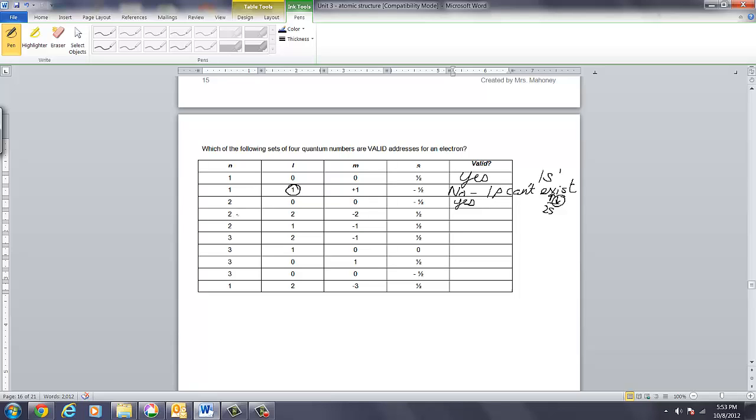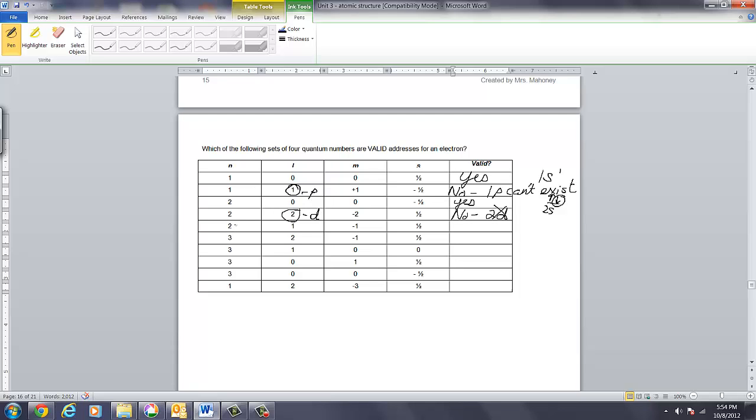Okay, let's look at this one. This is saying it's a 2, but this is a d. This I know is a p. So this is saying it's a 2d. Does 2d exist? No. This is invalid because 2d doesn't exist. However you want to write it so that you know, no, that's bad. That can't happen.